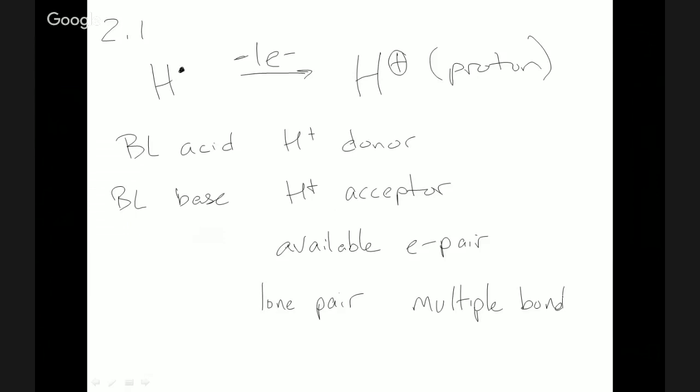Figure 2.1 has inorganic acids, or inorganic Bronsted-Lowry acids, HCl, H2SO4, etc. Water can be an acid or a base, depending on what it's reacting with. Let me go ahead and write out a few examples. HCl is probably the most familiar to you, hydrochloric acid. I want you to remember something, memorize this.